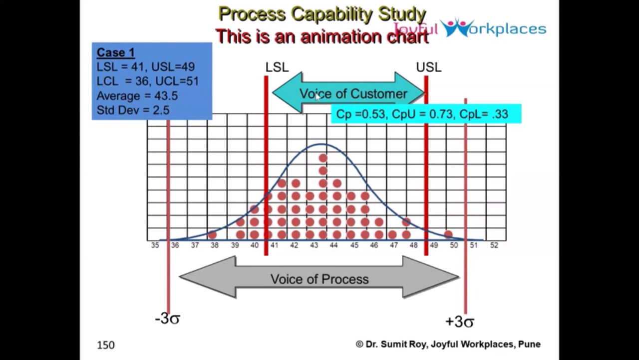If I use CPU and CPL, the calculation would show them as 0.73 and 0.33. So what is CPK? The lower of the two, 0.33. So always you will see that CPK will be lower than CP.